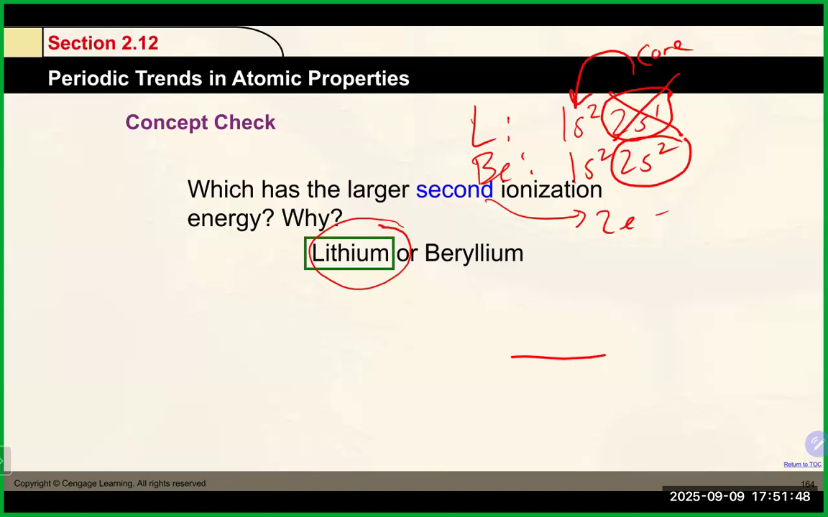When you remove the first electron on beryllium, you still have 1 more valence electron to remove, which is going to be harder than the first one, but much easier than trying to remove a core electron. Because beryllium has 2 valence electrons, you're still removing a valence electron for the second ionization, which should be easier than removing a core electron in lithium. Any questions out there?